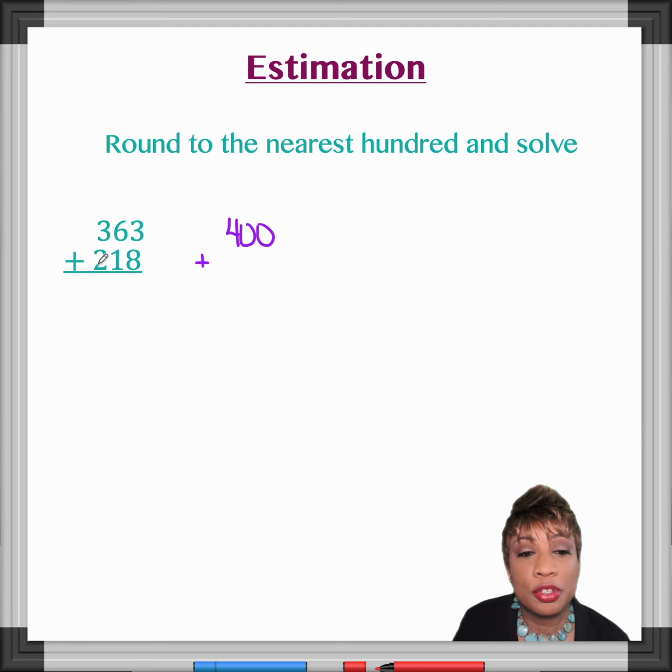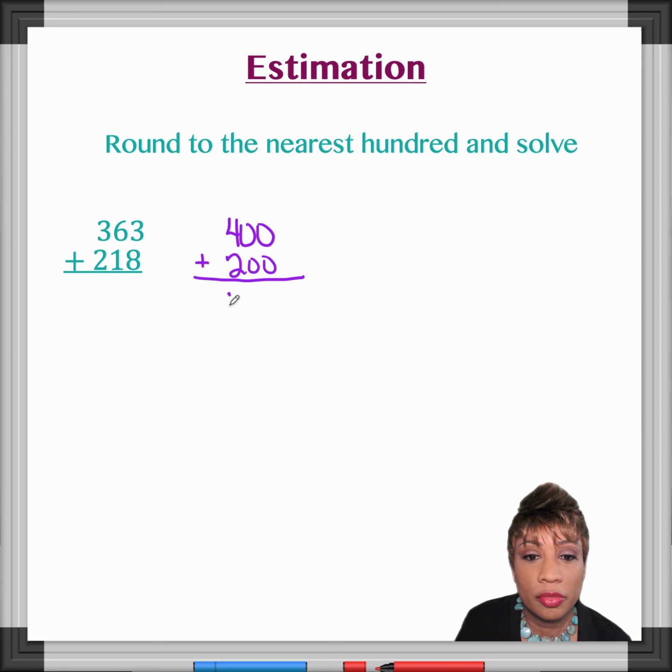Then our second number, 2 is in the hundreds place. 1 is less than 5. Therefore, we're going to round down to 200. And then our answer is going to be 600.